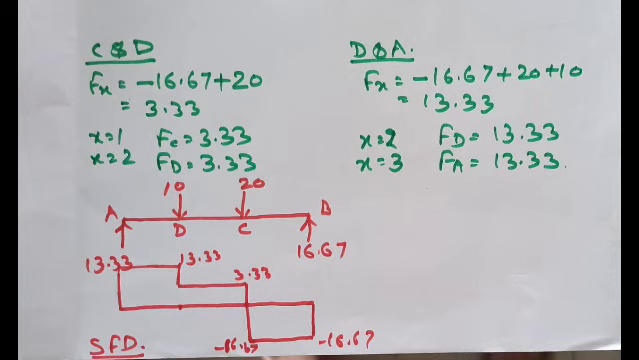Now we will take the last section between D and A. Up to this section a total of 3 forces are there: minus 16.67 plus 20 plus 10, that is 13.33. So we will put x equal to 2 and x equal to 3. When we put x equal to 2 we get the value of Fd as 13.33, and at x equal to 3 we get Fa equal to 13.33. So in this way we get all the values at points B, C, D and A.